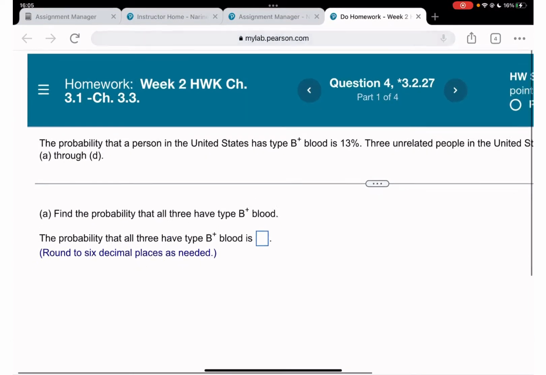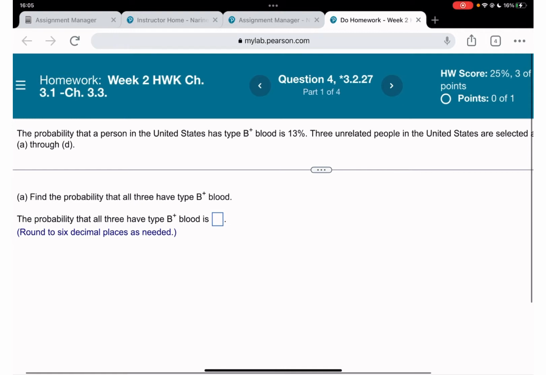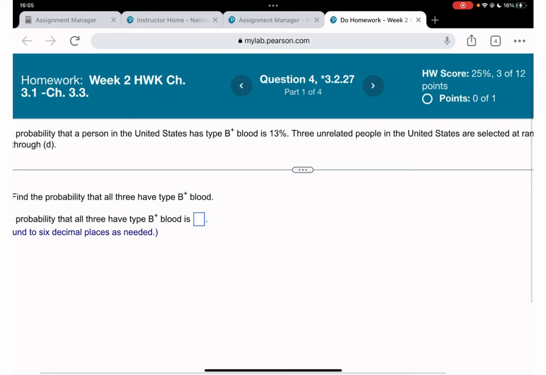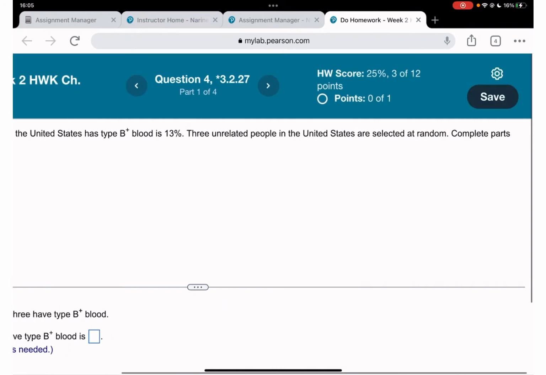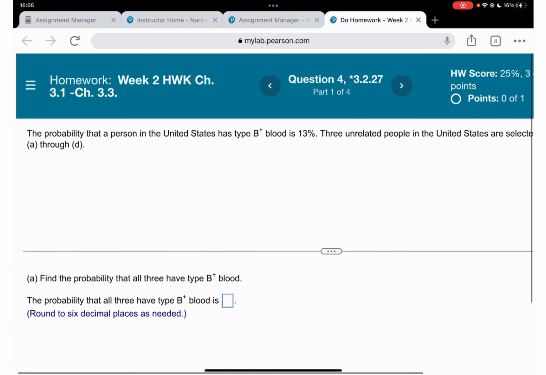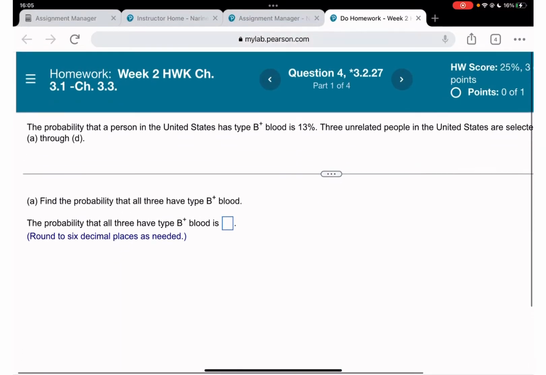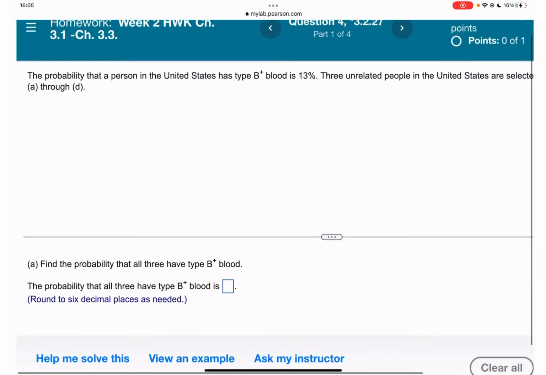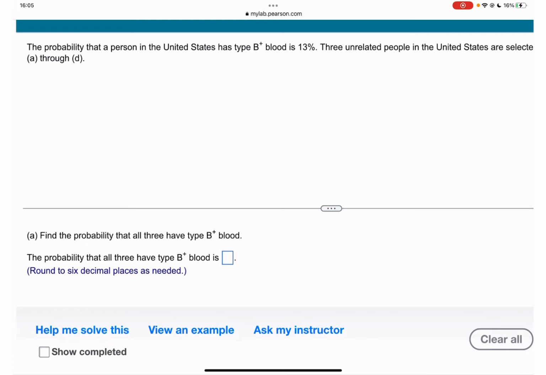All right. The probability that a person in the United States has type B plus blood is 13%. Three unrelated people in the United States are selected at random. Complete parts A through D. All right, let's get going. So, question A, find the probability that all 3 have type B plus blood.